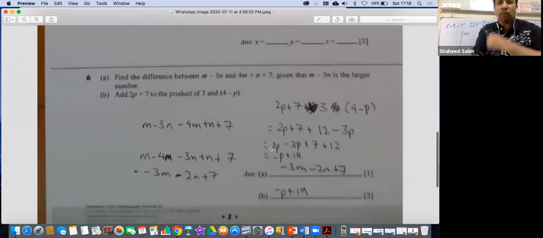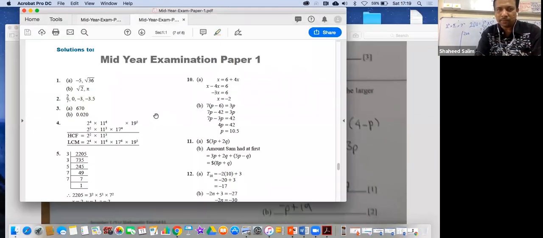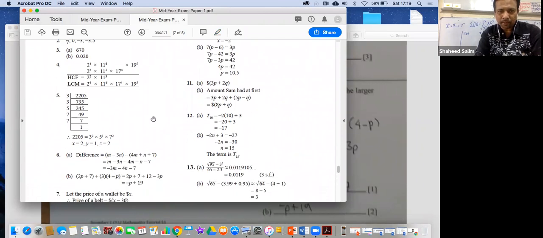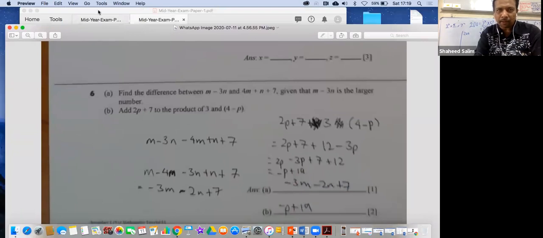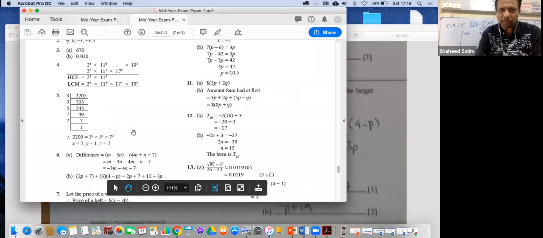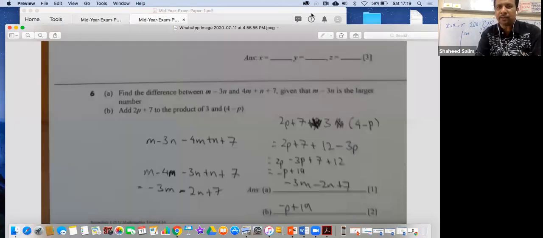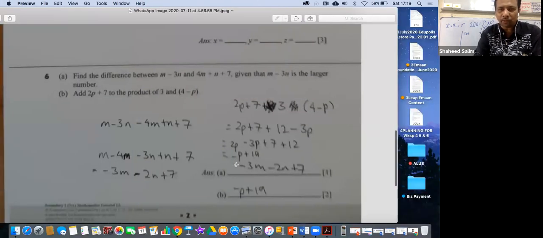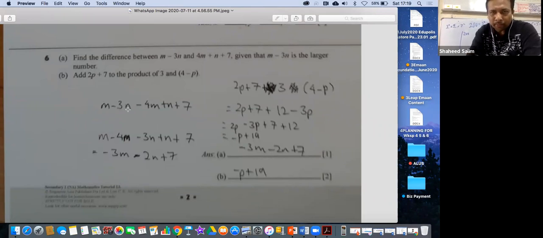Okay. All right. I will have to check the other side. You can see question number 6. Minus P plus 19, correct. Then minus 3M, minus 2N. This one here is minus 4N, minus 7. So let us look at your second one is correct. How can your second one be correct? Okay, we look at this one. M minus 3N. Find the difference.